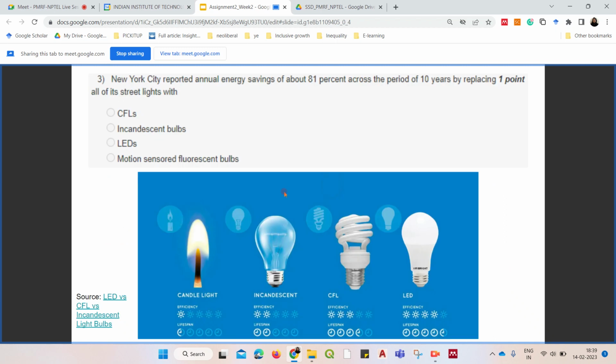Moving on to the next question, which is: New York City reported annual energy savings of about 81% across a period of 10 years by replacing all of its street lights with what? So you are given 4 options: CFLs, incandescent bulbs, LEDs, and motion-sensored fluorescent bulbs.